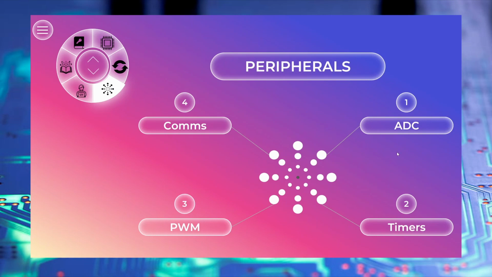The major analog peripheral is the analog to digital converter, which is known in short as ADC. This one is used to convert from analog values to digital values.